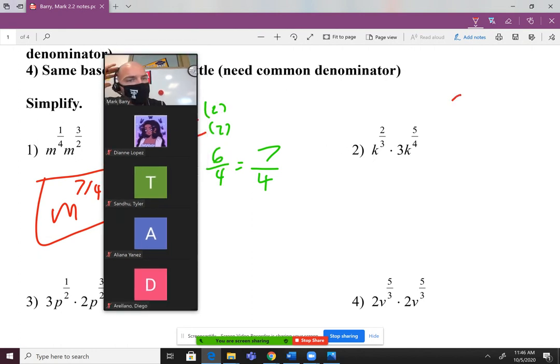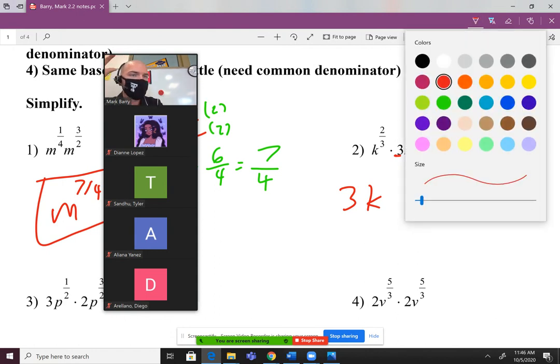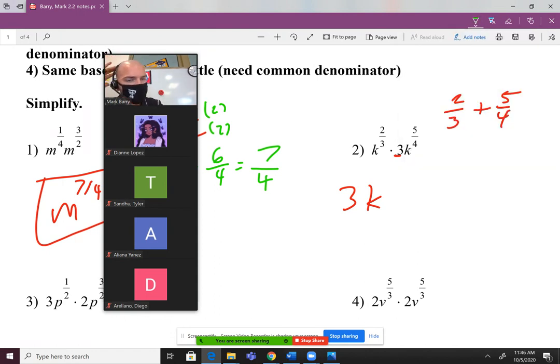All right, next up over here, number 2. Again, we need to add the exponents together. I kind of already know, because this 3 has nothing to multiply by, my answer is going to be 3k to some power. But now I'm going to do this common denominator over here to figure out what that power is, okay? I already know that the 3 is just going to stay out front. I'm going to have a k there to some power. We just need to figure out what the power is, okay?